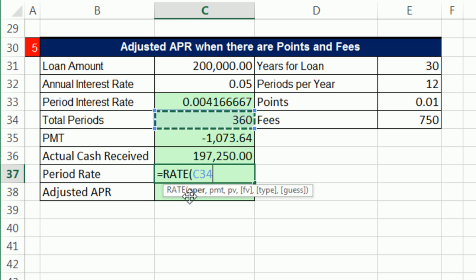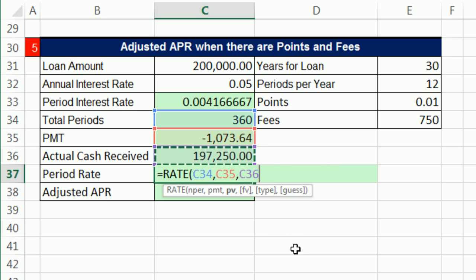So NPER, that still means total number of periods. PMT, that's a cash flow from our point of view, so we put it in as negative. The present value, that's why we had to calculate the actual cash received, because from our point of view, this is how much we used to give to the person that we bought the house from. These extra fees went to the person who serviced the loan. So there it is, and it is positive. That comes into our pocket. Cash flow is important here. The PMT is negative. The actual cash received is positive.